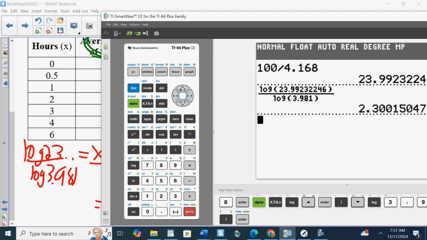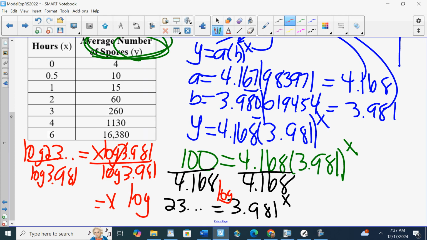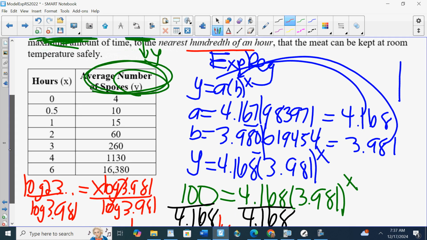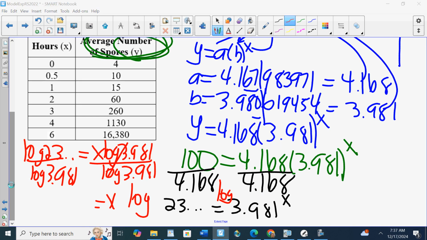Now, earlier in the problem, it said to round to the nearest thousandth, but this is a different question. This question says round to the nearest hundredth of an hour. That's 2 decimal places. That is 2.30.